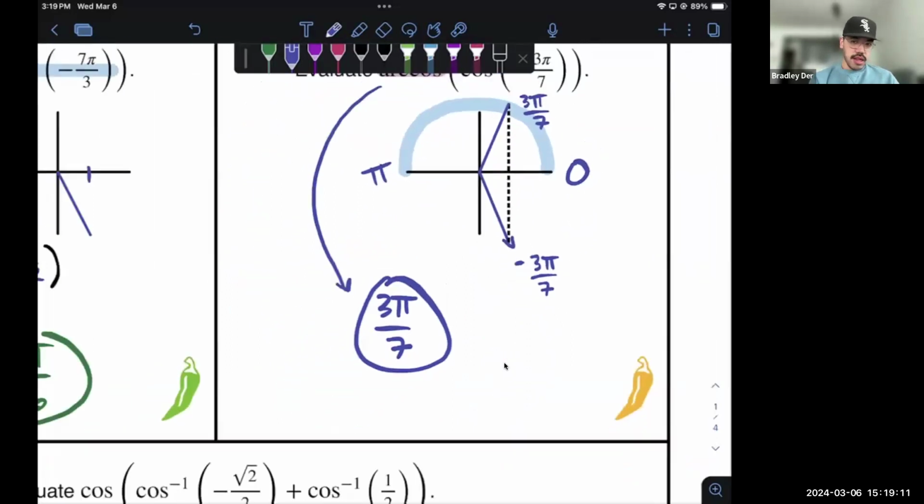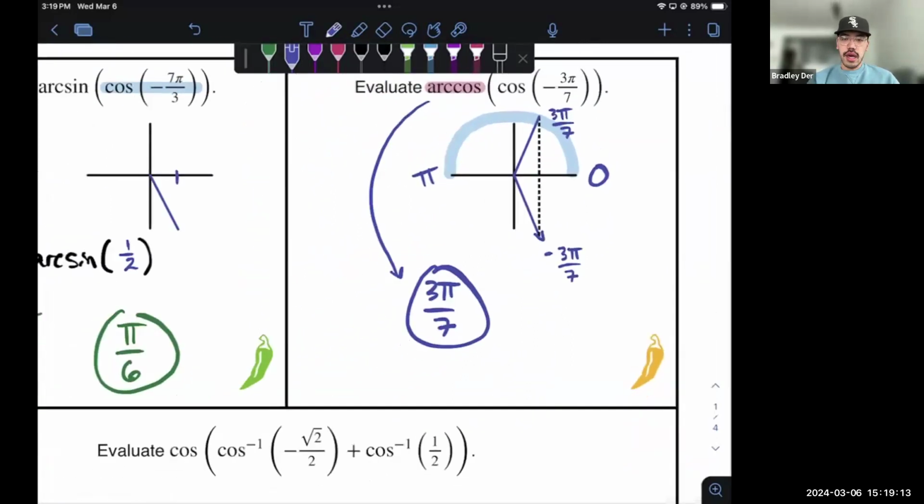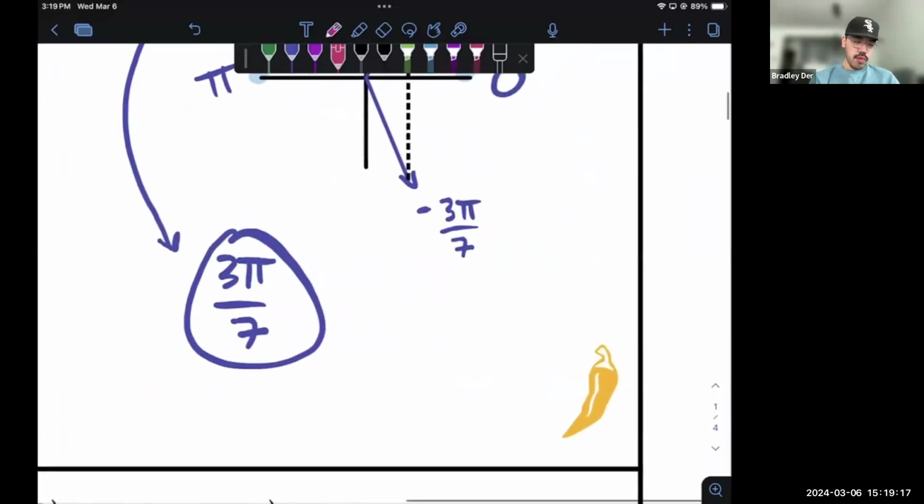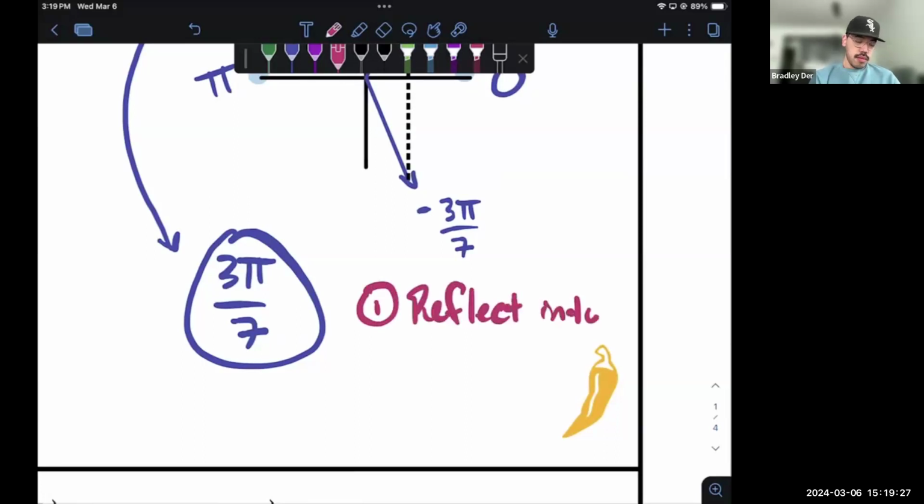And that really is the two things that you want to use for these types of problems. We'll practice this as we go on to page 2. But number 1, reflect into the correct quadrant.